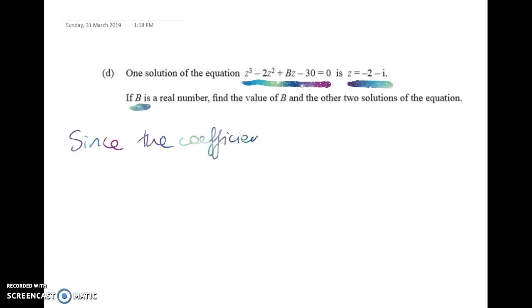So we're given an equation. One solution of the equation is z equals -2 minus i, and we're told that b is a real number. So what does that mean we can say? Well, we can say this. Since the coefficients are real, it's the conjugate root theorem.